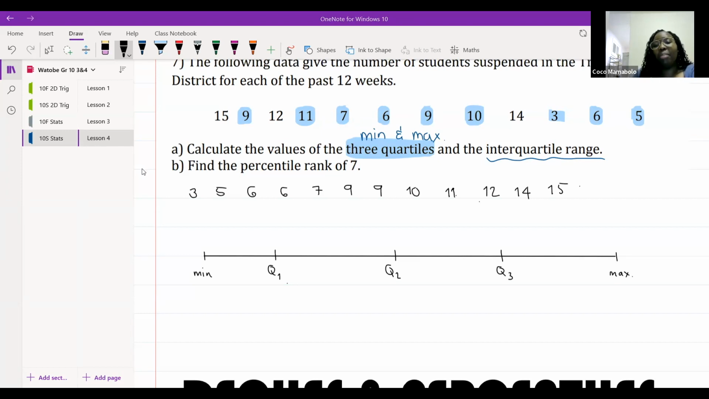All right, so my minimum value is 3. My maximum value is 15. Those two are probably easy to find. So we should all get 2 marks out of 5 at least.